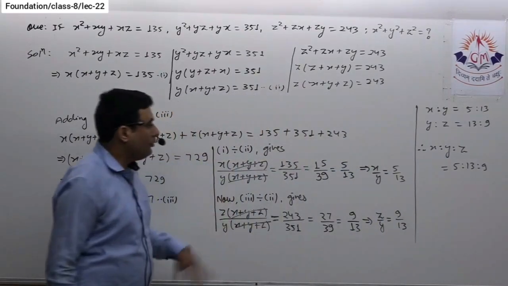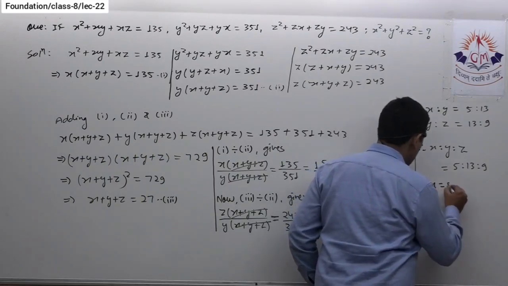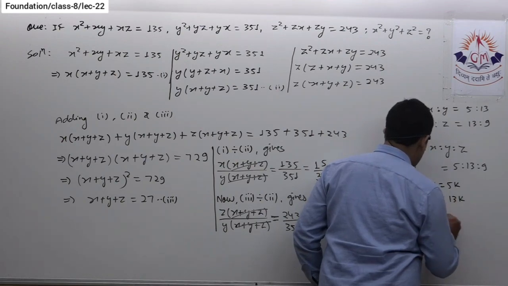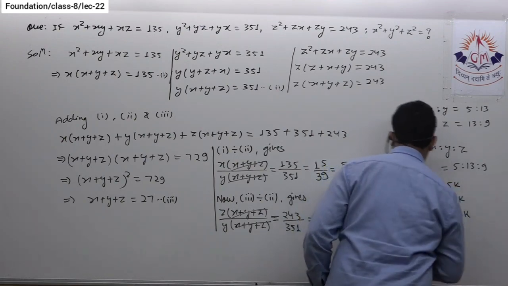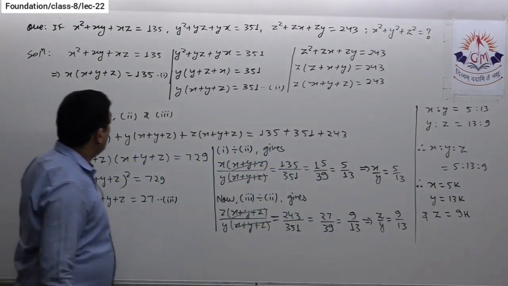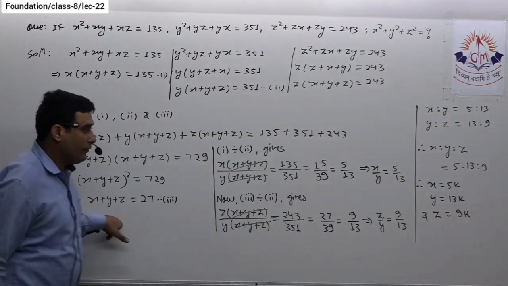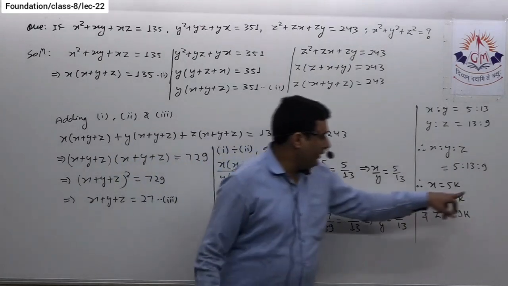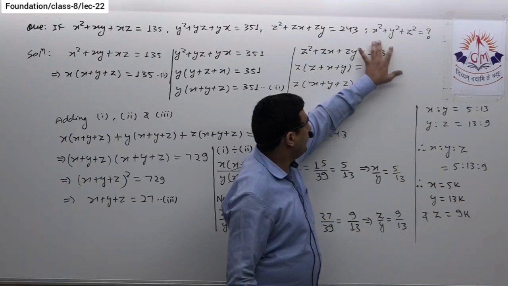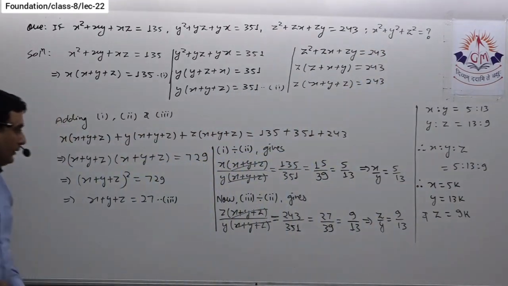Now it is very easy to get the values of x, y and z. Therefore I can write x is equal to 5k, y is equal to 13k and z is equal to 9k. Now we'll put those values directly in the equation number 3 to get the value of k. And after getting k, I will be able to get the values of x, y and z separately, and those values I will put in the given expression. But first of all, note it down up to this point.